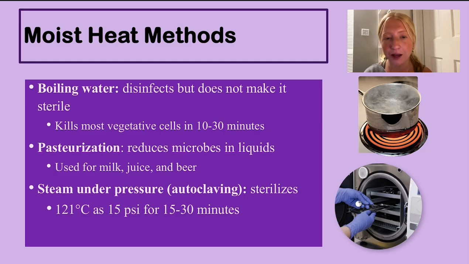And then autoclaving. This sterilizes at high heat, like 121 degrees Celsius. Pressurized steam allows temperatures above boiling, and this is the best way in labs and hospitals because it destroys endospores and all microbial life.